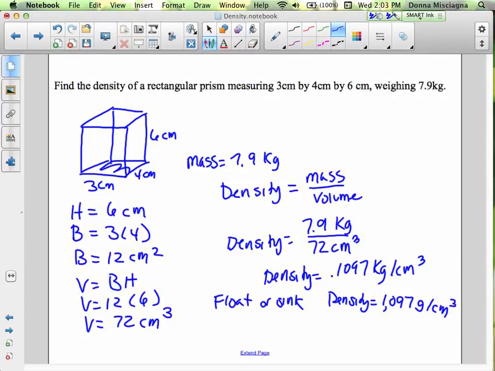So sink or float? Yeah. Definitely gonna sink. I don't know what this is made out of, but that's a pretty hefty amount of weight there.